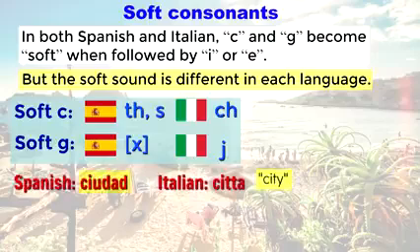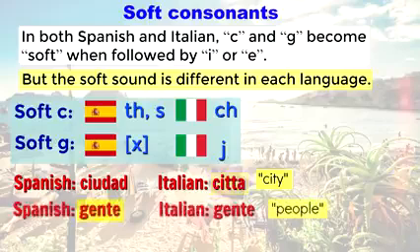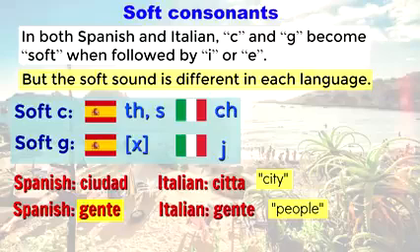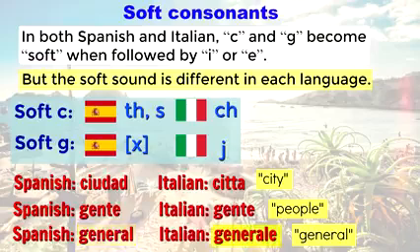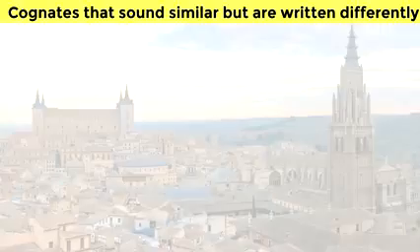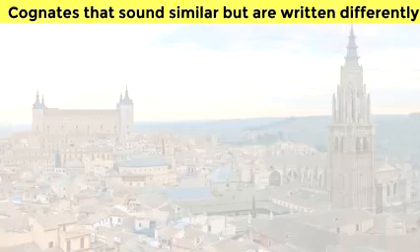For example, in Spanish, ciudad, and in Italian, città. This means city. In Spanish, gente means people. But in Italian, it's gente. In Spanish, general means general. In Italian, it's generale. Some words, like those above, are cognates that sound different. There are other words that sound more similar, but have to be written differently to reflect their sound.